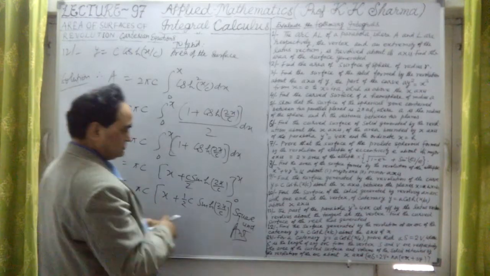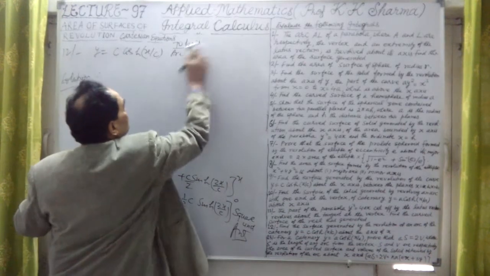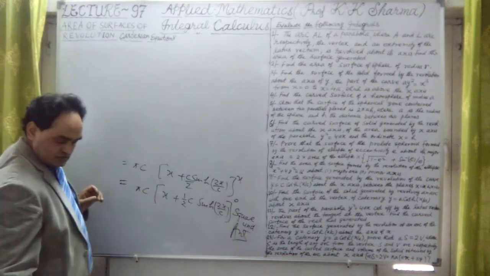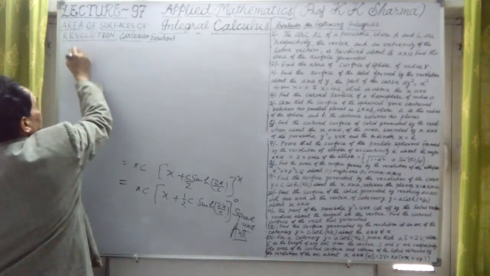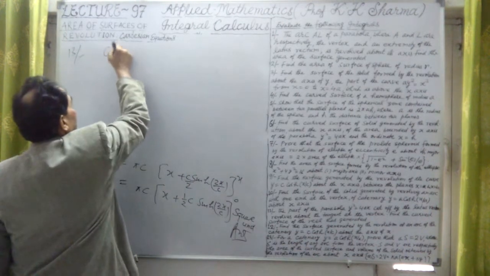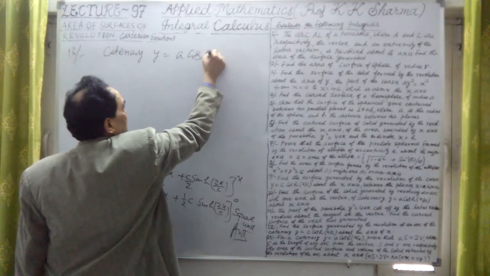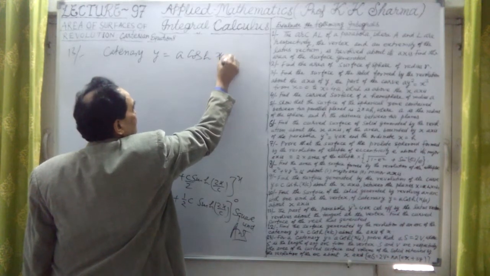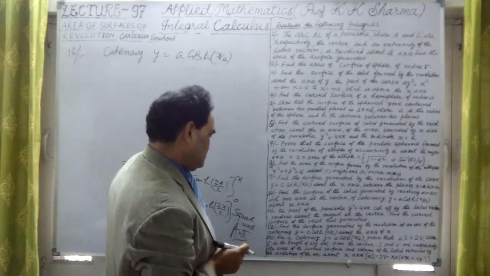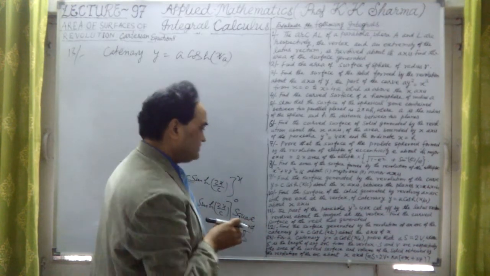So what does question number 13 say? Let me first read what question 13 says, because this result is applicable there also. Question 13 says, for a catenary y equal to a into cos hyperbolic x upon a, prove that. This is the only difference between 12 and 13: for a catenary y equal to a cos hyperbolic x upon a, to prove.